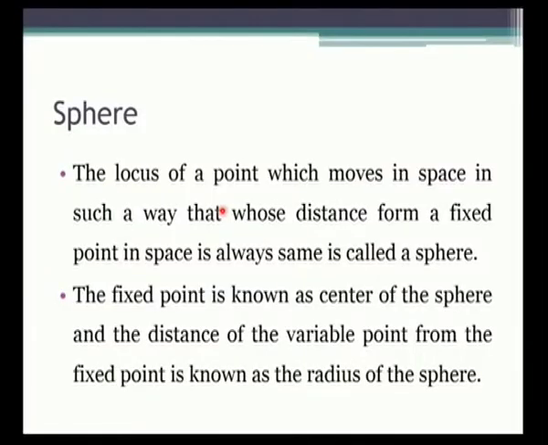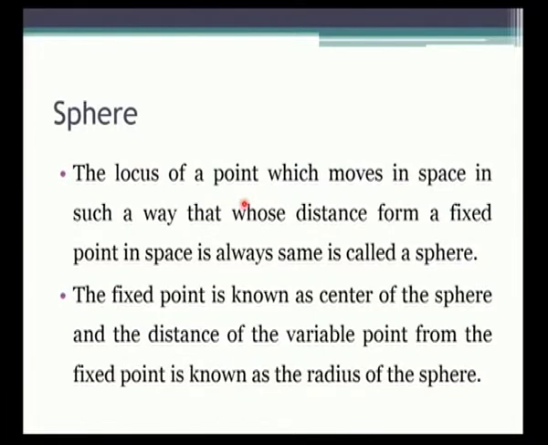In the analytical geometry, a sphere is represented by an equation. To obtain the equation of a sphere, some steps have to be followed. So, in that step, first we need to define the sphere. In the definition of sphere, the locus of a point is considered. The locus of a point which moves in space in such a way that its distance from the fixed point in space is always the same is called the sphere. So, the definition of the sphere says it is nothing but the locus of a point.